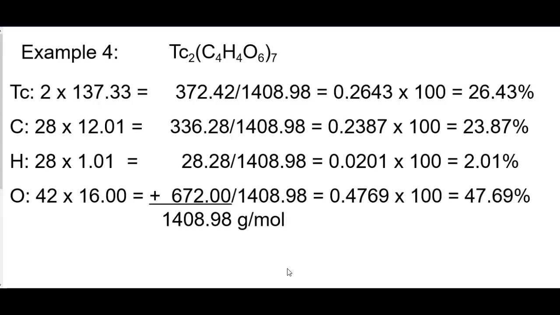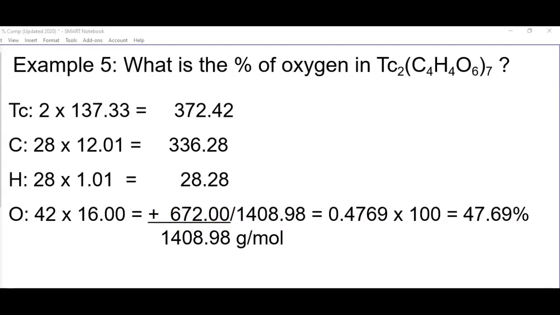Keep in mind that a question could simply ask you what is the percentage of oxygen present, for instance, and you would just have to do the molar mass, right, and just the part over whole. Let me show you what I mean. For example, I could simply ask you, what is the percent of oxygen in Tc2(C4H4O6)7? If you were just asked about a single percentage of a single atom, you would still have to calculate, of course, the molar mass because you need the whole, and then you can just figure out the part, take oxygen's part over the whole, and then you report the 47.69.